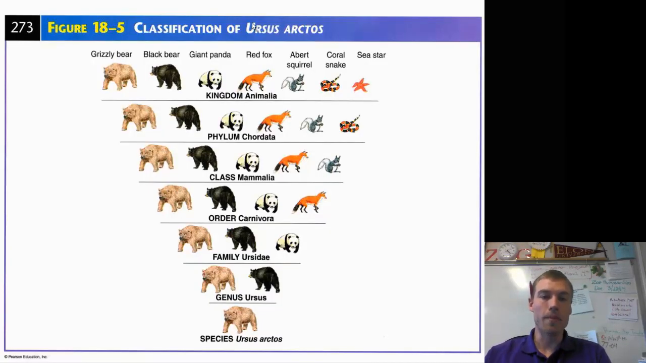So if we're taking a look at animals, right? Animals, sea stars, yes, those are animals. Snakes, these would all be in kingdom Animalia. Then the phylum would be Chordata, that is those that have a spine. So these all have spines. Then we've got our mammals, Carnivora, Ursidae, which is bears, Ursus, the genus, and then the species, Ursus arctos, that would be the grizzly bear.